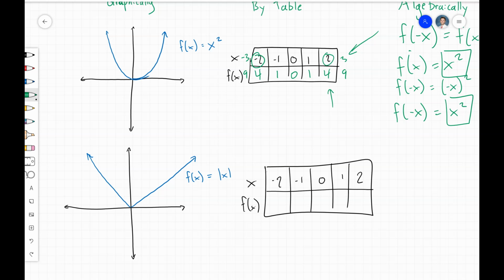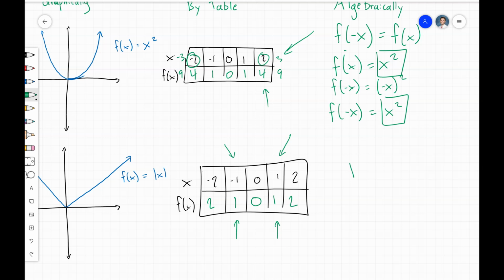If we look at the table, right, f of x equals the absolute value of x. Well, the absolute value of negative 2 is 2. The absolute value of negative 1 is 1. Absolute value of 0 is 0. Absolute value of 1 is 1. And the absolute value of 2 is 2. So again, we can see the symmetry in our table, and we can see that when I have positive 1 as an x value, I get positive 1 for f of x. And when I have negative 1 as an x value, I also get positive 1 for f of x.